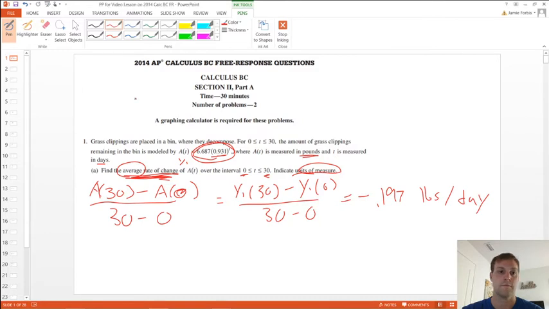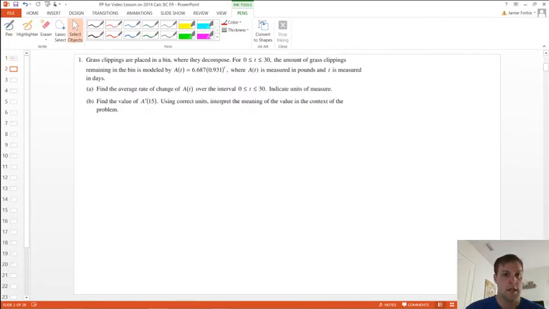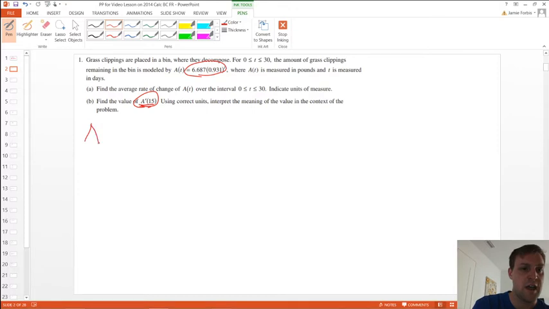All right. Let's move on to B. B says find the value of A prime of 15 and using correct units interpret the meaning of the value in the context of the problem. All right. A prime of 15. That just means we need to find the derivative and know the value at time equals 15. And remember A of t is equal to this. Again, this is calc active. You could try to take that by hand, and I don't think it's the worst thing in the world to do. It looks like an a to the t type of function, so you might have natural log involved in that derivative. But if I have a calculator, if I want to find A prime of 15, I'm simply going to plug that into the calculator.